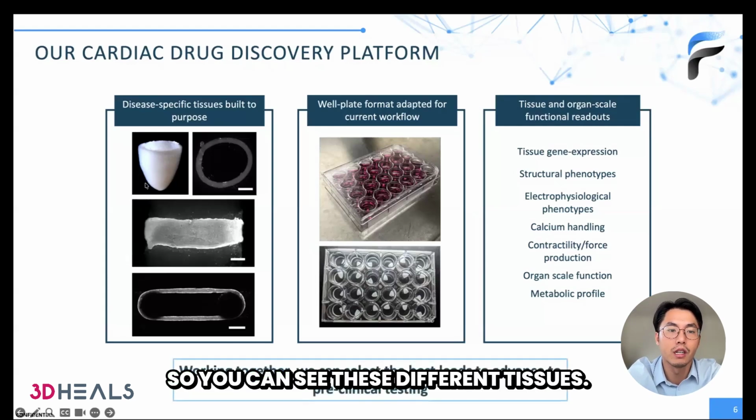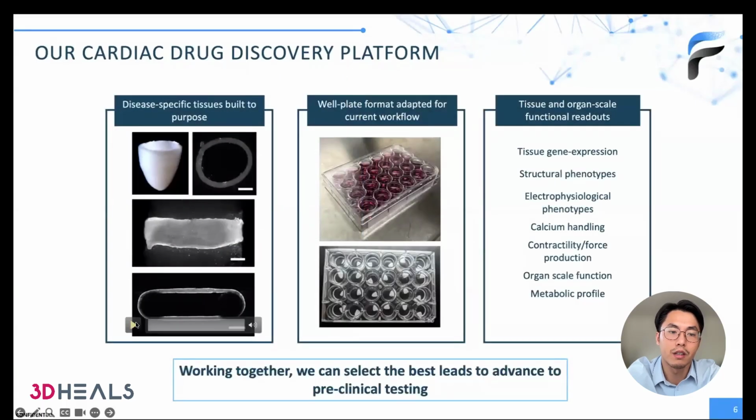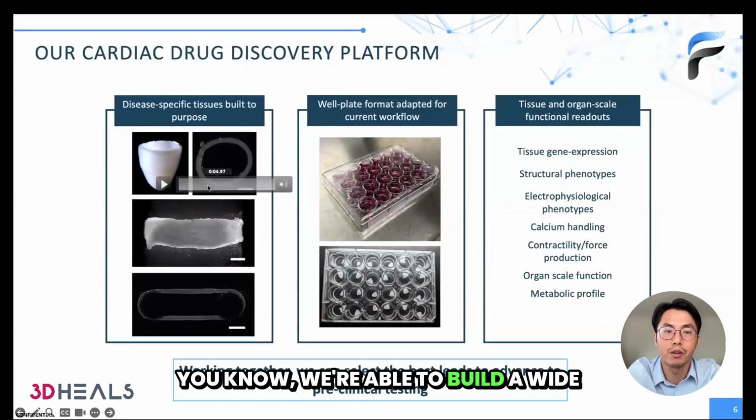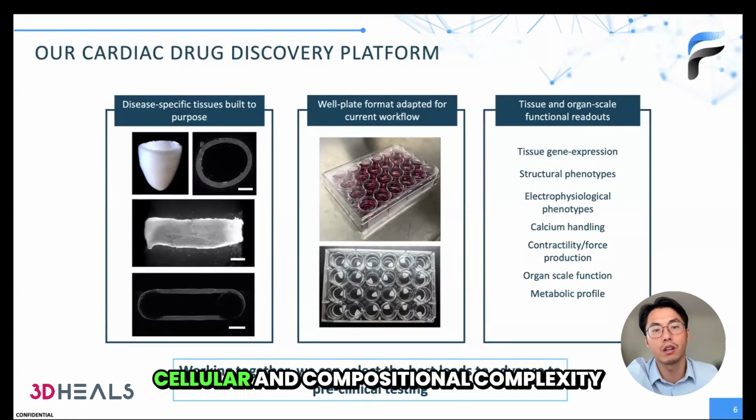So you can see these different tissues. I'll play some of these videos here. We're able to build a wide variety of geometric complexity and also cellular and compositional complexity tissues.